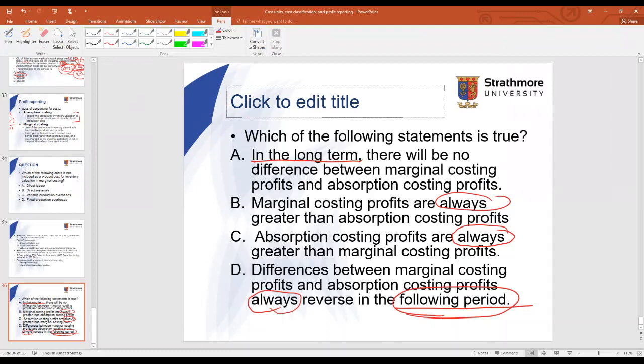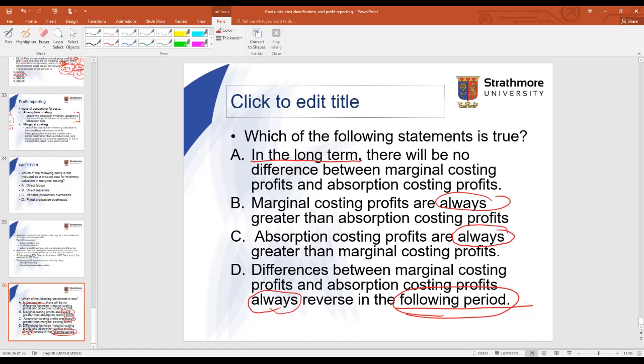Sir, why is there a difference between the short term and the long term? In the short term, don't forget, why is the profit going to be different? We have seen that if you have a case where the closing stock and the opening stock values are different, then the profit to be reported will be different. In the short term, that will be the case. If you have different units of closing stock and opening stock, you end up with different profit under each method, whether marginal or absorption costing.